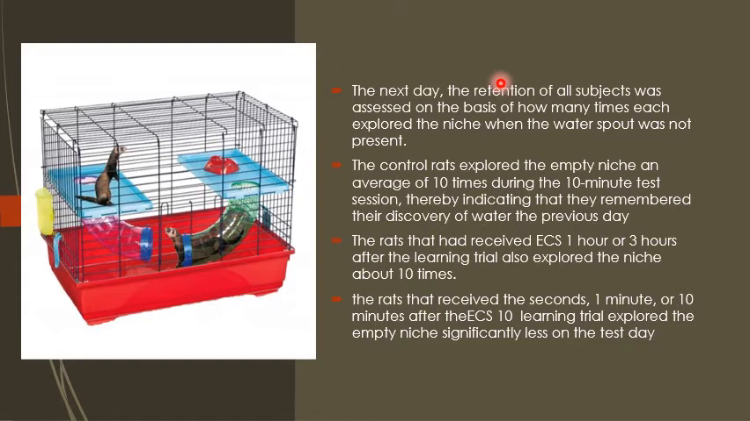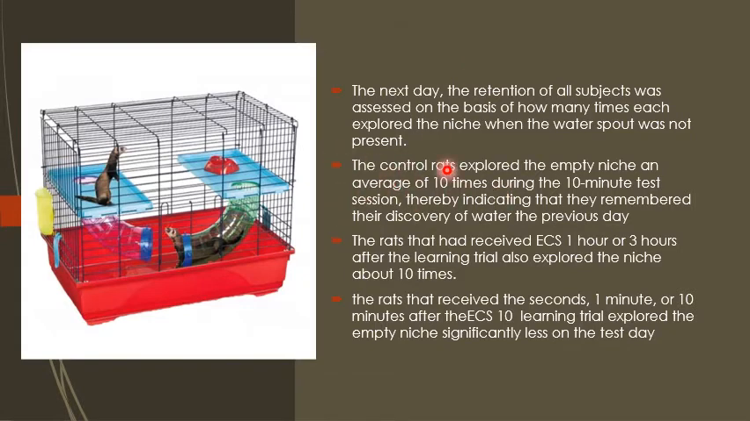And then the next day, the retention of all subjects was assessed on the basis of how many times each explored the niche when the water spout was not present. Again, remember that the rats were given a learning trial, right? Water was placed in their niche and then they were allowed to drink there for about 15 seconds.